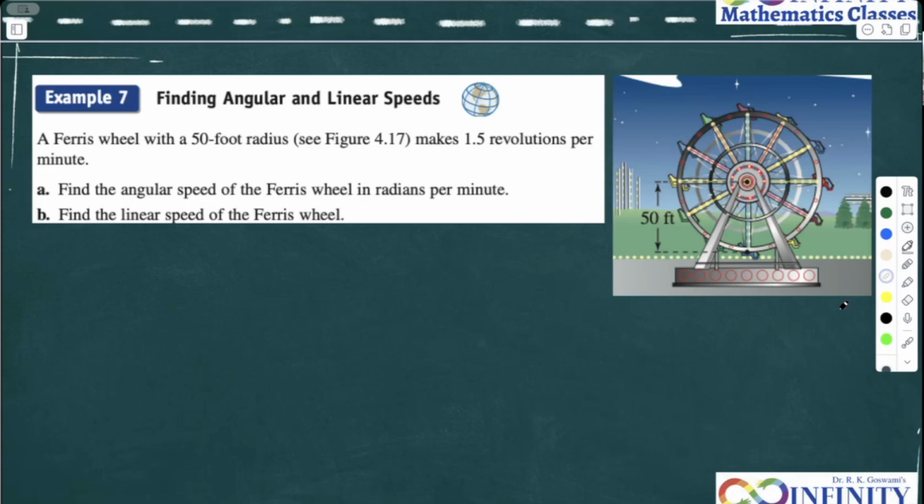Just assume this length is given to be 50, vertically. And the radius, what can I assume? This is going to be a rectangle. I can tell you this is the same radius for you. So the radius is going to be 50 for you. So, a Ferris wheel with a 50 foot radius. Important, the notation of foot. It makes 1.5 revolutions per minute.